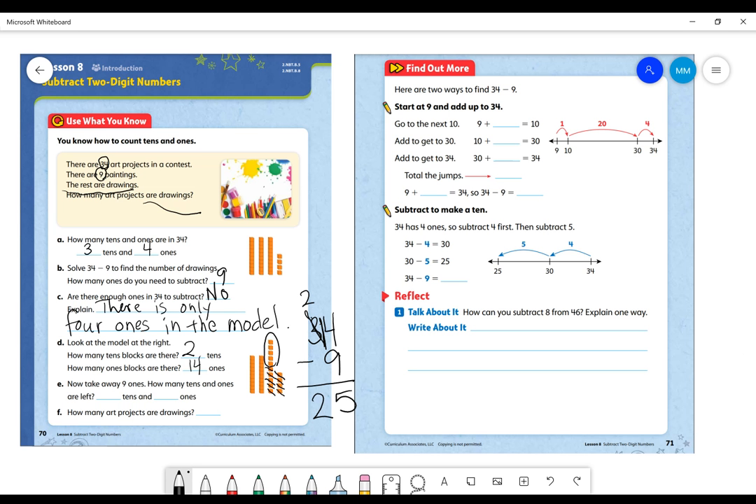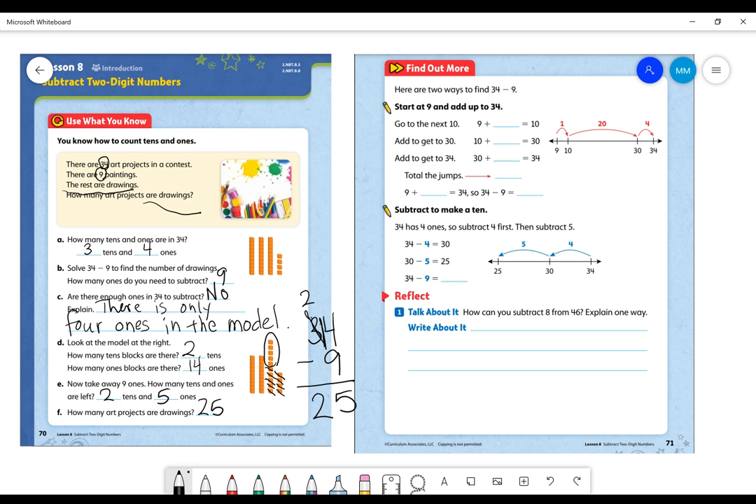So how many tens did we have left? We had 2 tens. And how many ones? 5. Now, how many art projects were drawings? We had 25 drawings. All right. There are 2 ways to find 34 minus 9.